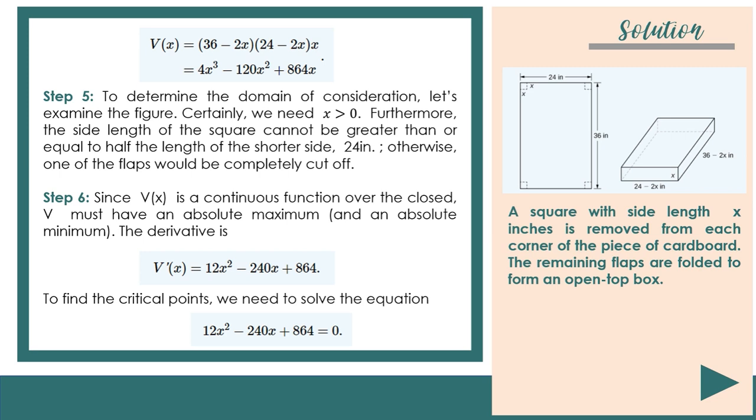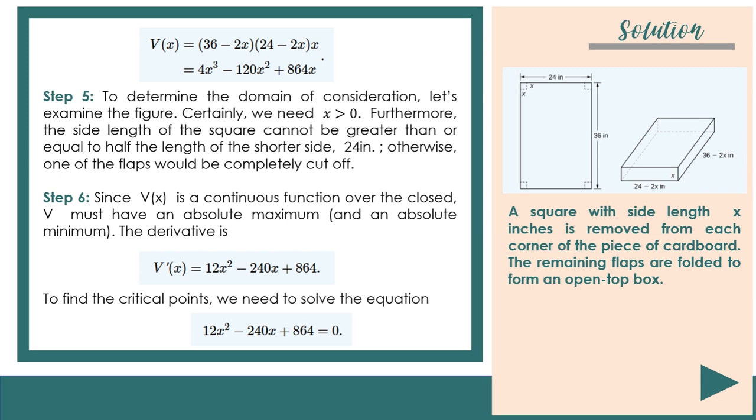Since we have the equation 4x cubed minus 120x squared plus 864x, that means it has a maximum value and a minimum value. And we are going to find the critical points of the graph by differentiating, or by finding the derivative of the equation. So let's derive the equation. The derivative of 4x cubed will be 12x squared. The derivative of negative 120x squared will be negative 240x. Then the derivative of 864x is equal to 864.